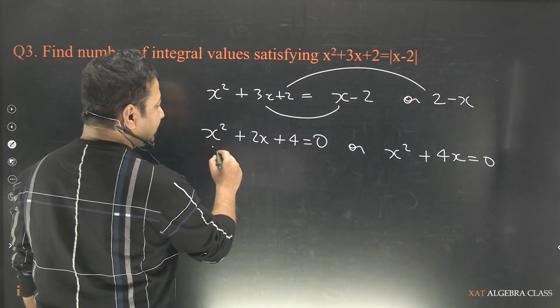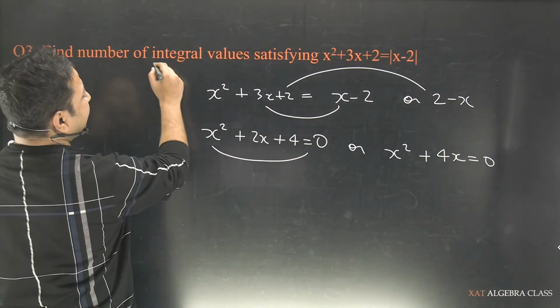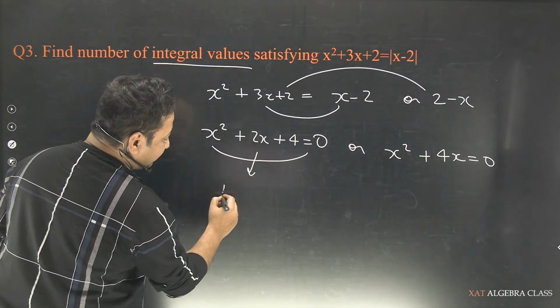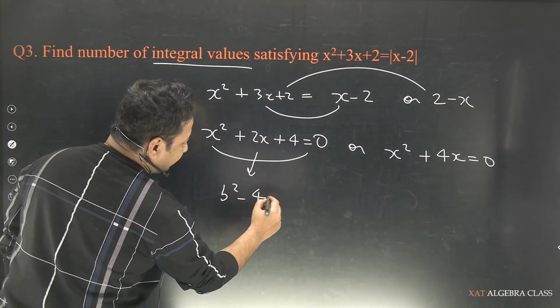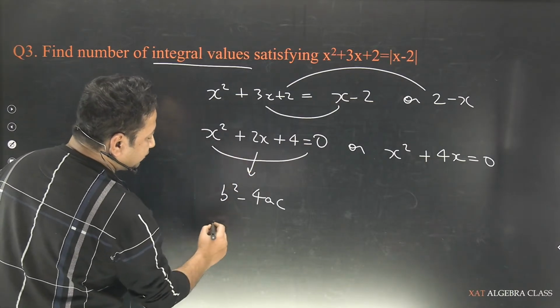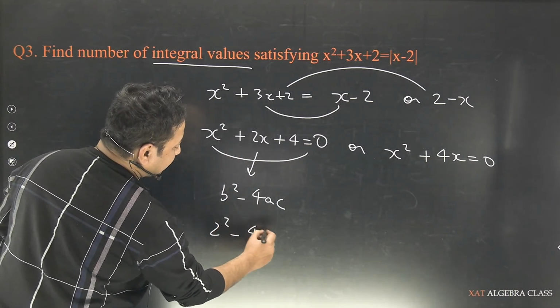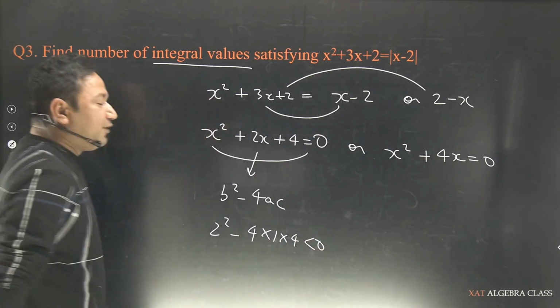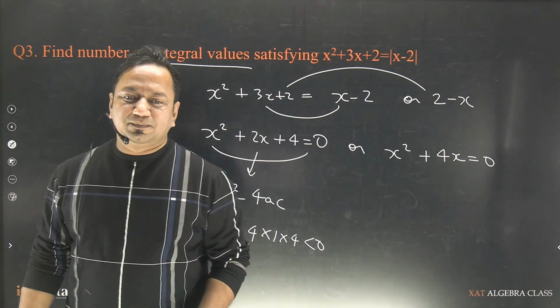Now if you look at this, here they're asking integral values. Now let me calculate the discriminant of this. Discriminant is b square minus 4ac. If I calculate the discriminant, b is 2, a is 1 and c is 4. So here you get a negative value. When discriminant is negative, what does it mean?